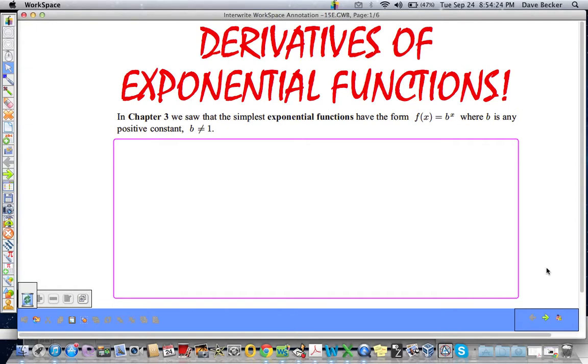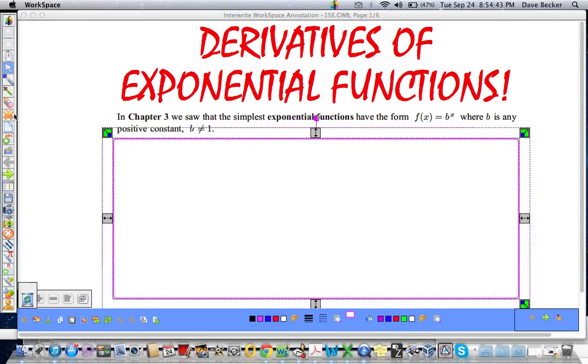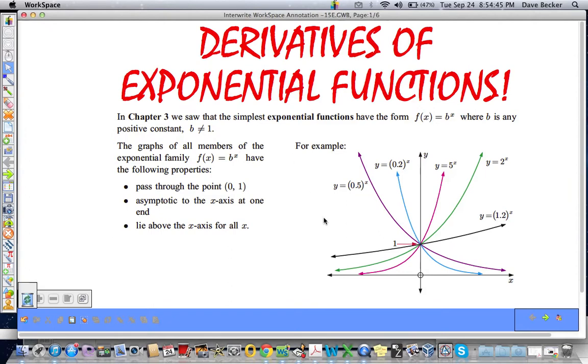As we are continuing our journey through calculus, today we are talking about derivatives of exponential functions. Specifically, we're going to focus on the most important exponential function of all, and that is f of x equals e to the x. But before we do that, let's just do a quick little review of our exponential functions.